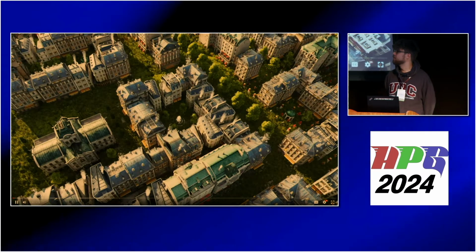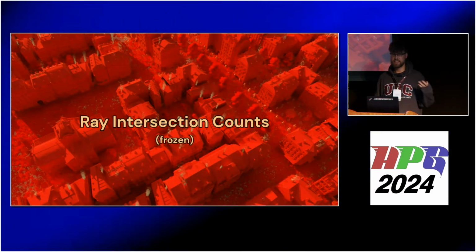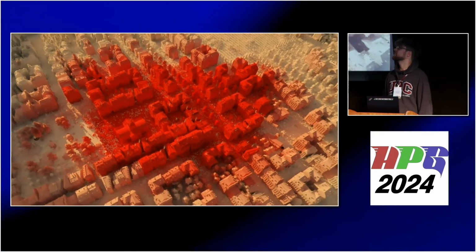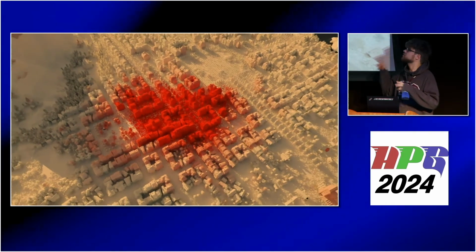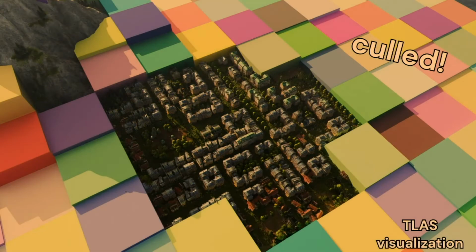So what if we just count how many light paths are intersecting each object during ray tracing? And if we freeze those counts and zoom out, we can see that most of these instances are not hit at all, and we can simply cull them from the acceleration structure.